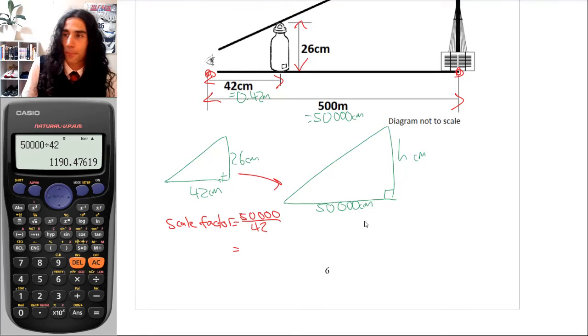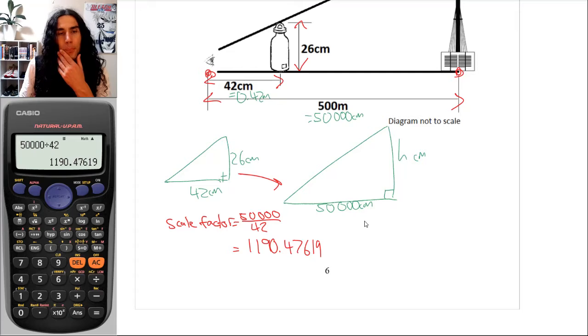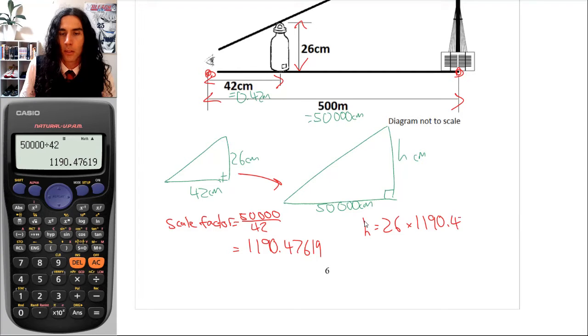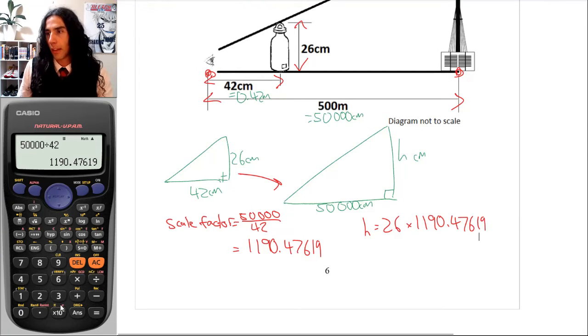Well, that's just crap. 100,000. No, 1,200. It was off by a factor of 10. This is me being sleepy. It's past midnight. Ooh, 4.7619. So you get a fancy scale factor. So the height is the 26 centimeters times it by that. So take that times by 26.